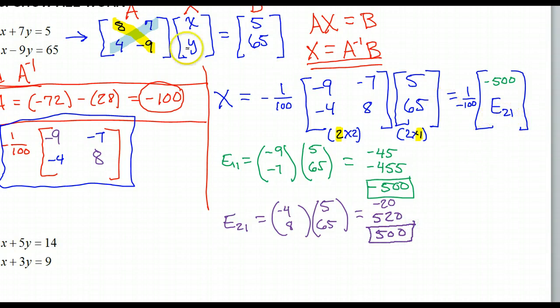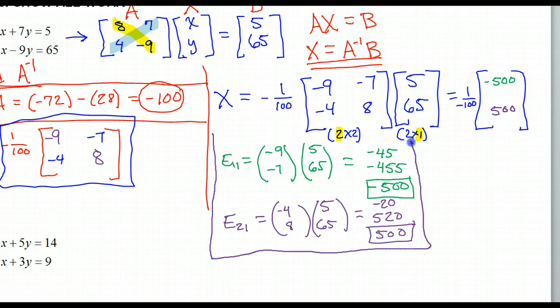Okay, so that is our second element. All right, element 2, 1 is 500. Okay, so we're almost done. All that's left is to multiply by this 1 over negative 100, which really means we're just dividing both of these by negative 100. Okay, I feel like I should put this in a box off to the side.